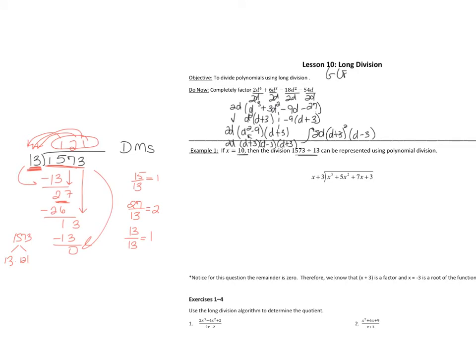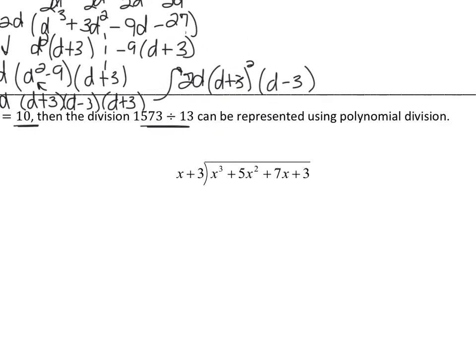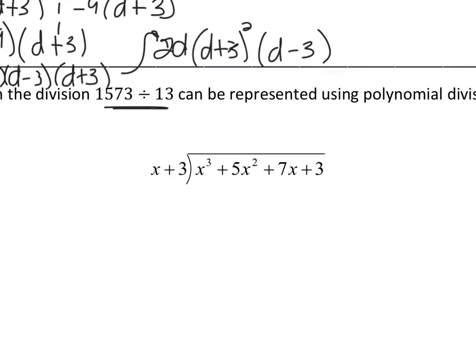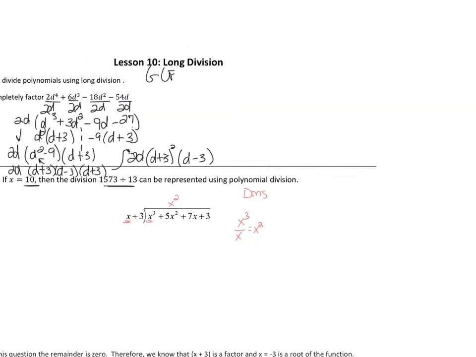The first thing that happened, if you notice, is we did 15 divided by 13. So what we're going to do is divide the first term by the first term. That's your first step. Divide, multiply, subtract. So we're going to divide x cubed by x. You'll get x squared. And you're going to put that right here. You're going to want to put it above where the other x squared is.